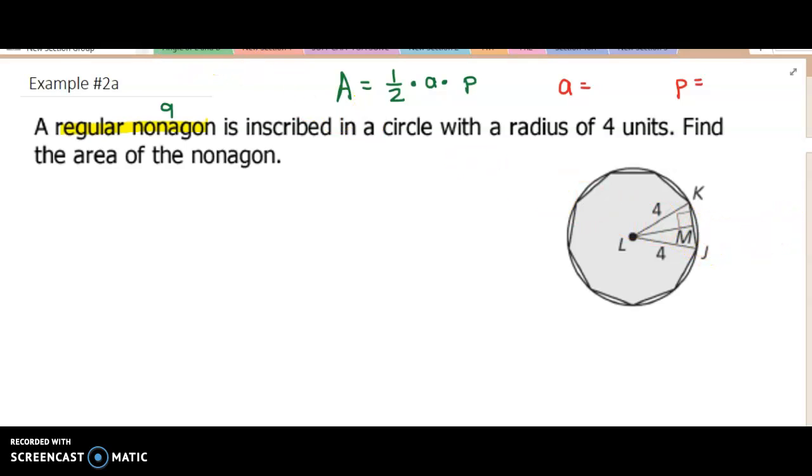What I'm going to do here is look at this. The first thing I want to do is find this central angle. I don't have the apothem or the perimeter right now. I want to find this central angle.